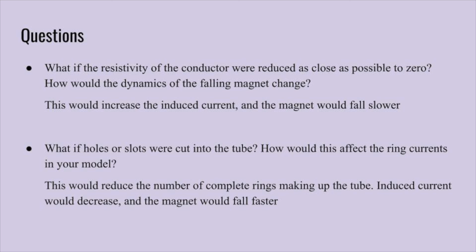What if holes or slots were cut into the tube? How would this affect the ring currents in your model? If holes or slots were cut into the tube, this would reduce the number of complete rings making up the tube. Induced current would decrease and the magnet would fall faster.